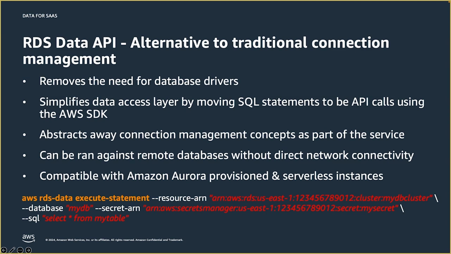You can see an example of what the code looks like. So this would be your entire data access layer. Rather than having connection management, connection pooling, driver instantiation, any of that logic within your data access layer, instead, you just make a call to the execute statement API, and that encapsulates the SQL that you want to run against your database.